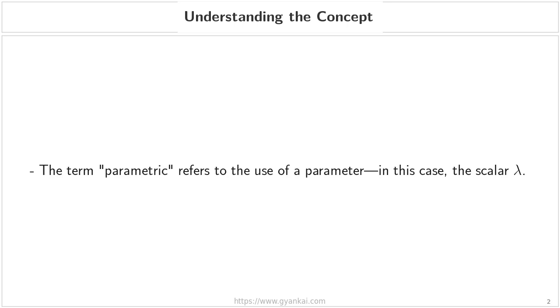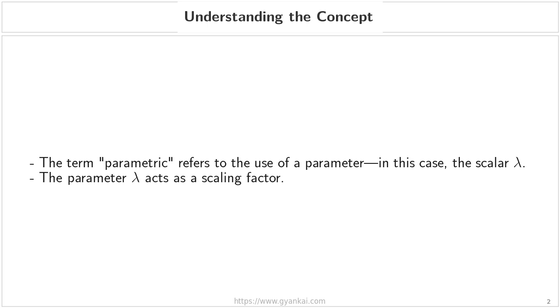Understanding the concept. Now that we have established the vector equation of a line from our previous slide, let's take a moment to really understand the concept behind the term parametric. When we call these parametric equations, we are referring to the use of a parameter, which, in this specific case, is the scalar lambda. You can think of this lambda as the engine of our equation. Essentially, the parameter lambda acts as a scaling factor. It takes our direction vector and stretches, shrinks, or reverses it.